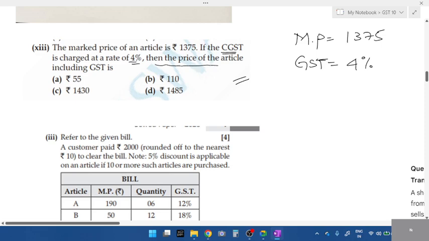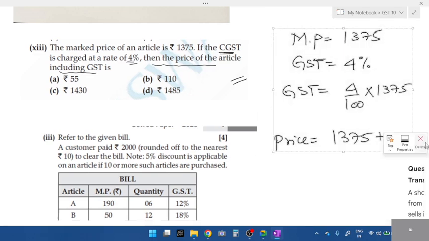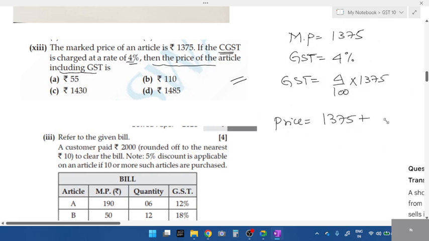Then find the price of the article including GST. Not only GST, including GST. First find GST amount, students. What is GST amount? 4 divided by 100 into 1375. Then calculate the GST including, calculate the price 1375 plus whatever GST you get. Complete this, use 5 times table and reduce it.